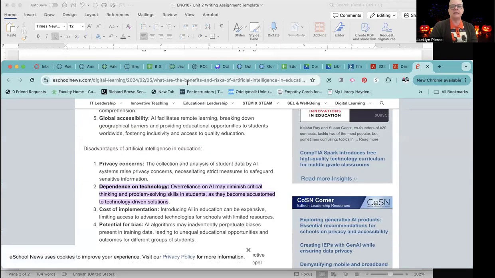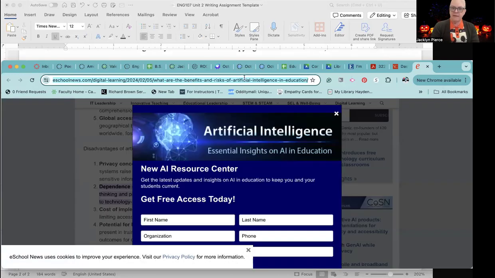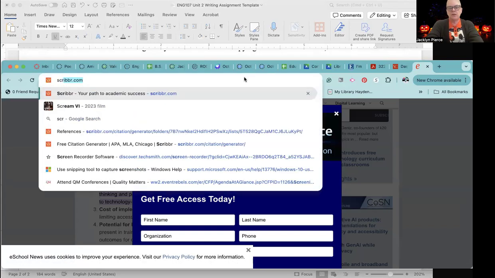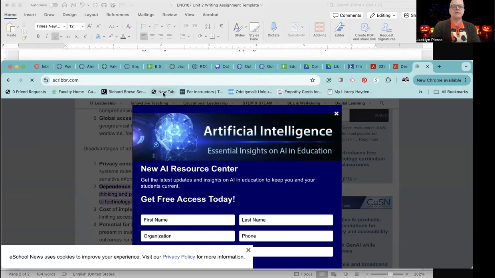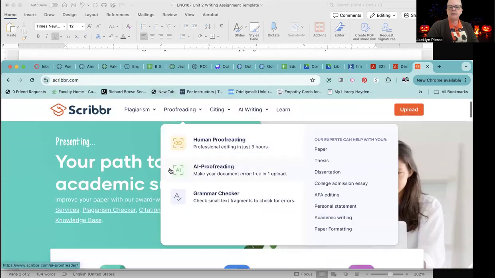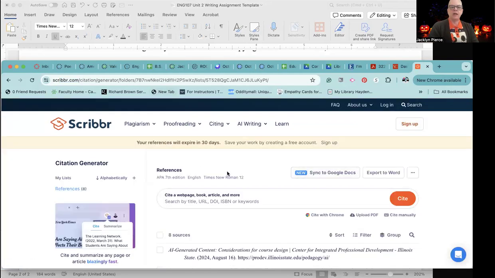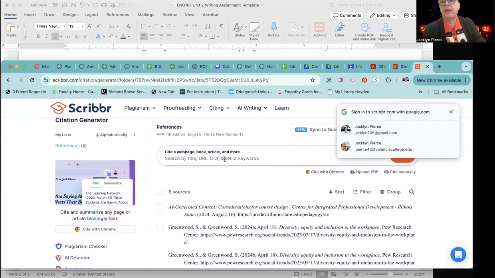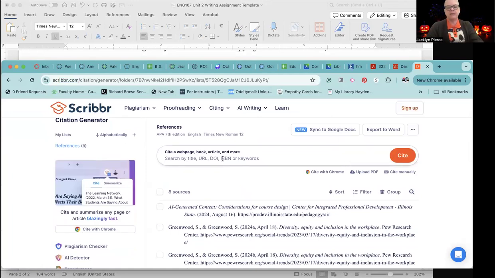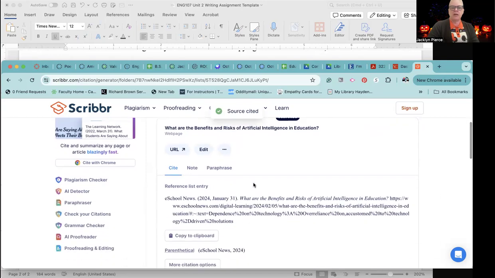So this is the link to this article, and I'm going to copy that, and I'm going to go to that website that you're going to be looking at some of their videos of. So we're going to go to Scribbr, SCRIBBR.com, and you can tell I use it a lot because it's towards the top. And I'm going to show you that you can use their citation generator to create a full APA citation of a website. So I'm going to paste that URL. And here is my citation.